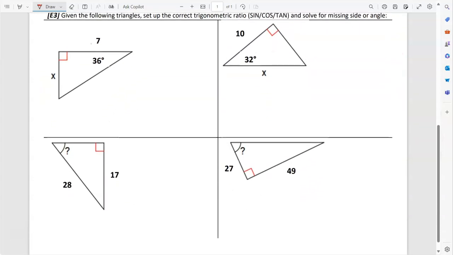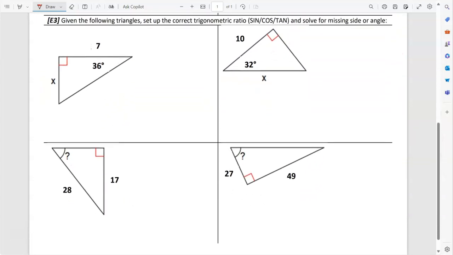All right, 4 more questions on the review, and then we're done. So given the following triangles, set the correct trigonometric ratio, sine, cosine, or tan, a little hint, and solve for the missing side or angle. So, my right angle is here. This is my hypotenuse. This is my opposite. And then this would be my adjacent. So in this case, we don't care about the hypotenuse, which means we're using our tan function of our angle is equal to opposite over adjacent.